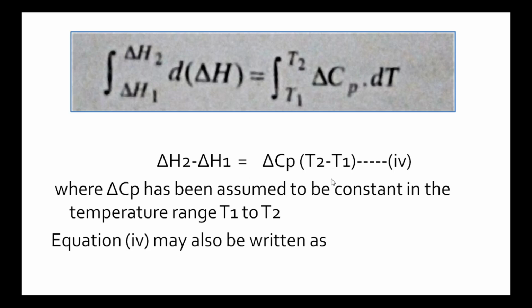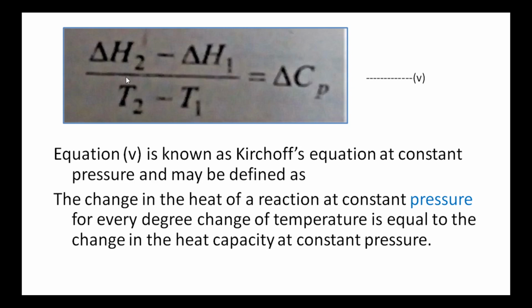Then this equation 4 becomes delta H2 minus delta H1 by T2 minus T1 is equal to delta Cp. This is equation 5. This equation 5 is known as Kirchhoff's equation at constant pressure. It may be defined as change in heat of a reaction at constant pressure for every degree change in the temperature is equal to the change in the heat capacity at constant pressure.